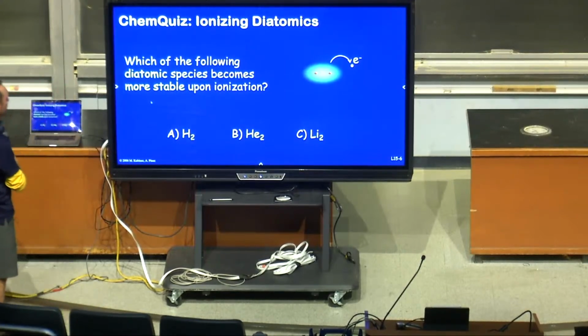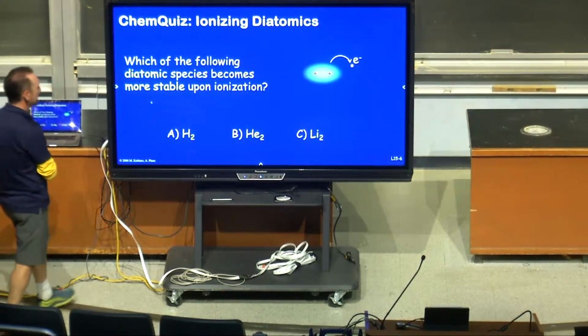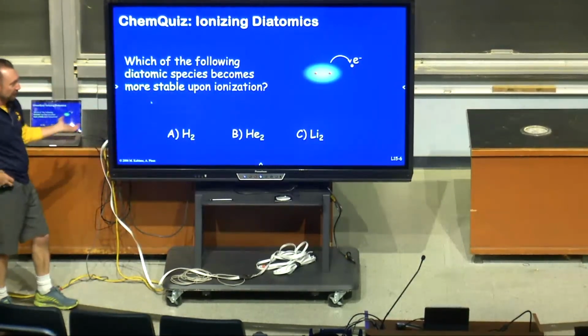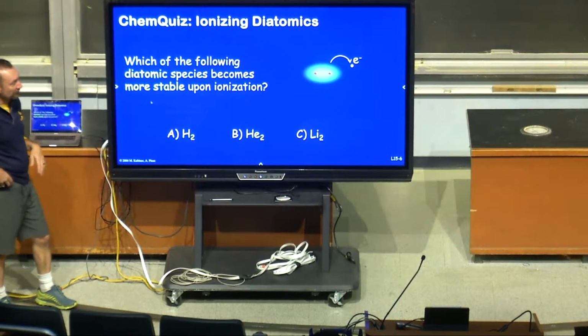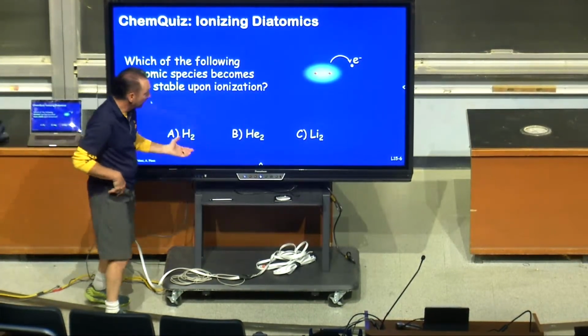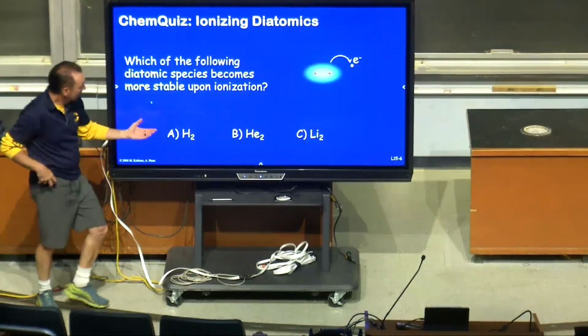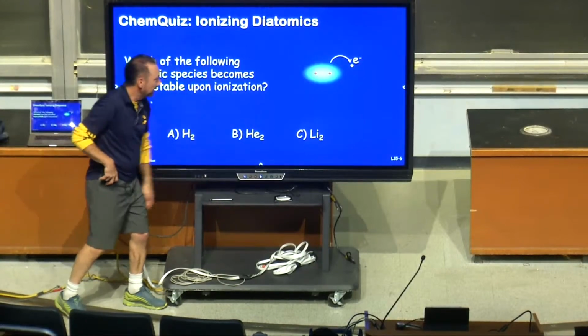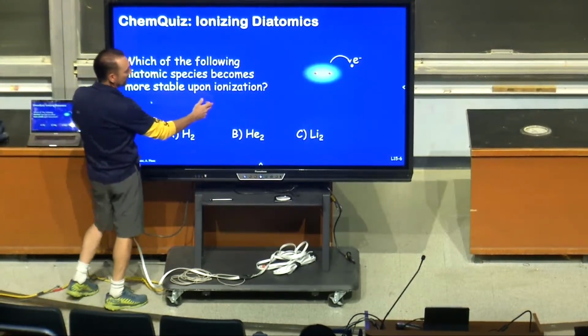So we'll just talk through this one together. Which of the following diatomic species becomes more stable when you ionize it? This is brilliant. This helps us understand what we're doing tonight on the exam. We're talking about ionization. That's all over the exam as well. Ionization energies, well, hydrogen, helium, and lithium. The diatomics.